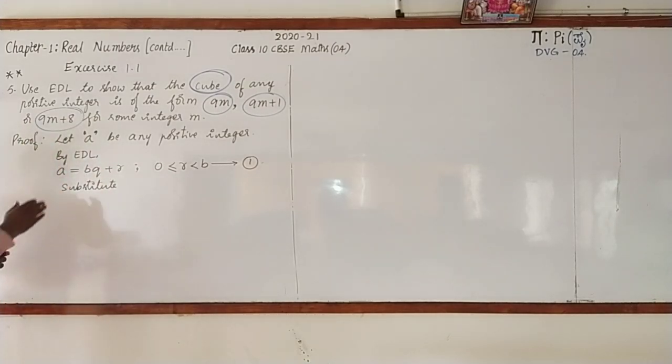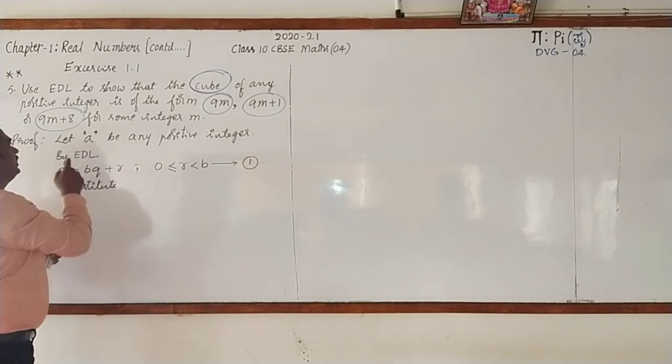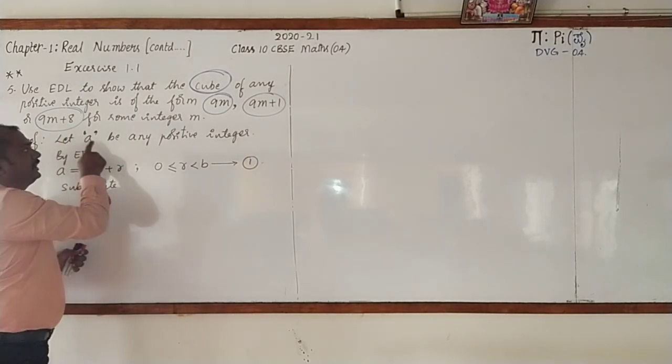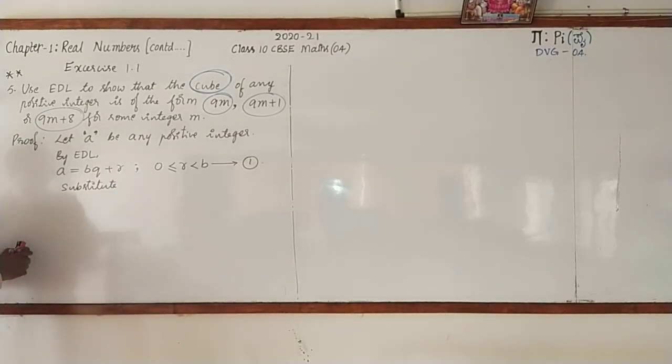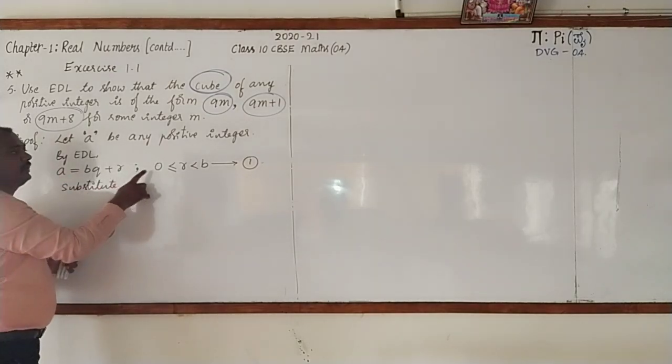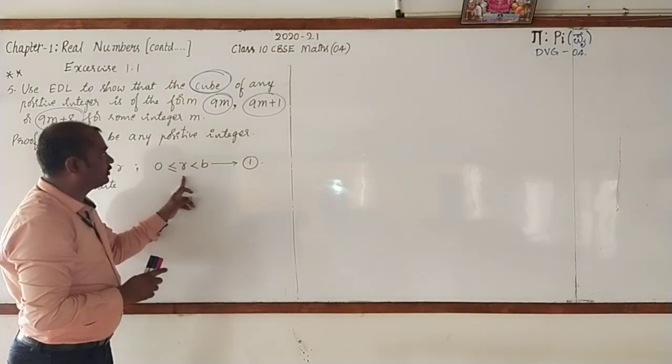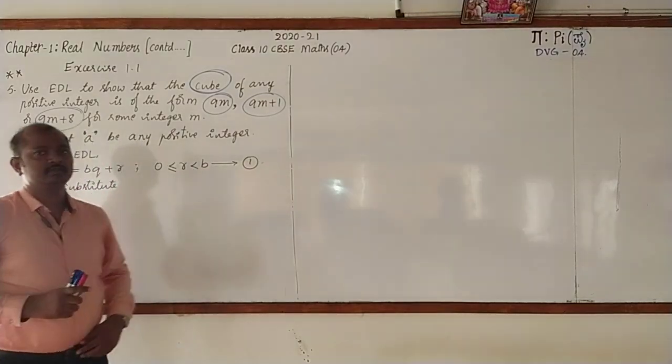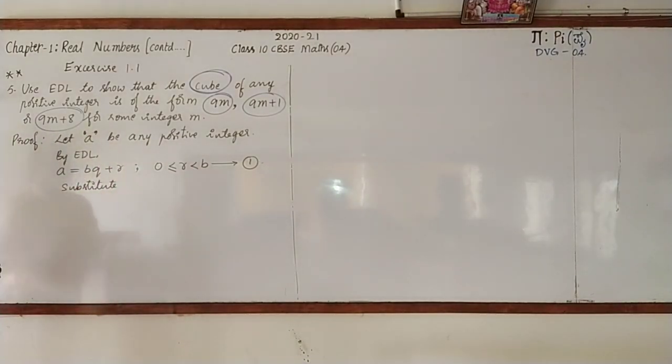Then obviously the same thing, we do not know what that positive integer is. Let us take a. Let a be any positive integer. Using Euclid's division algorithm or lemma, we can write a equal to bq plus r, where 0 is less than or equal to r less than b. Call it statement 1.